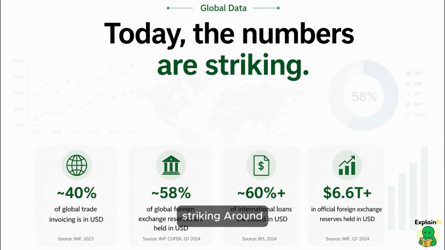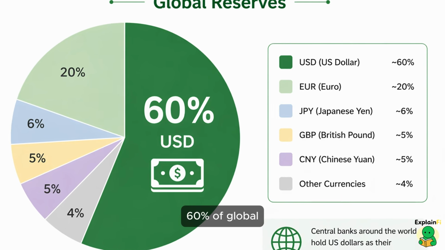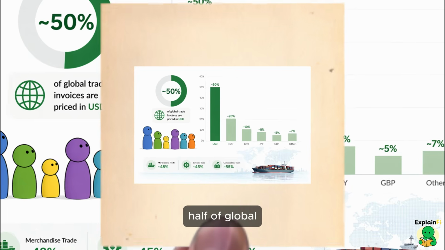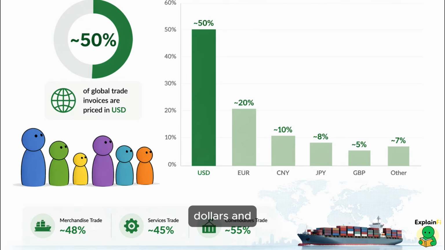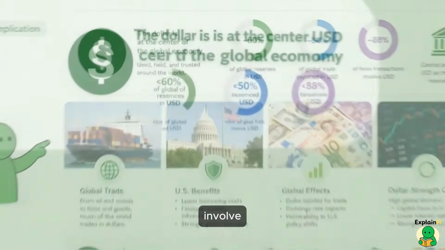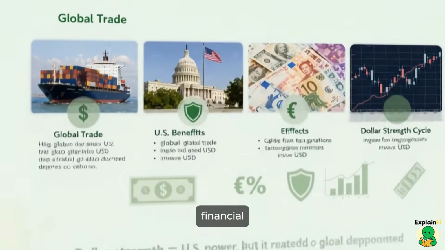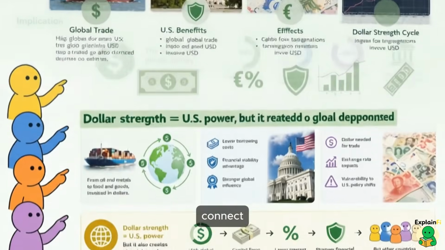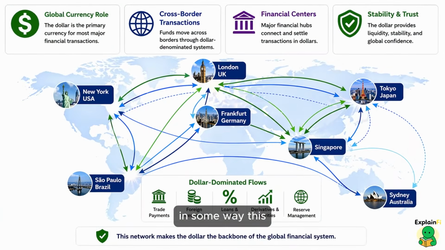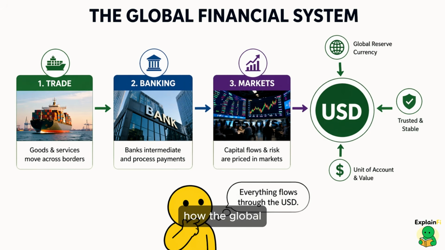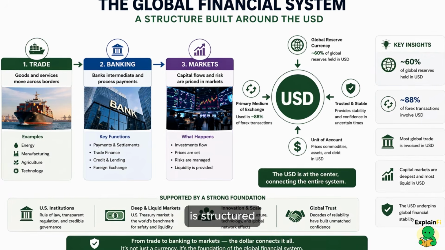Today, the numbers are striking. Around 60% of global foreign exchange reserves are held in US dollars. Nearly half of global trade invoices are priced in dollars, and about 88% of all foreign exchange transactions involve the dollar. That means most large financial transactions in the world connect to the dollar in some way. This level of usage is not just about currency. It reflects how the global financial system is structured.